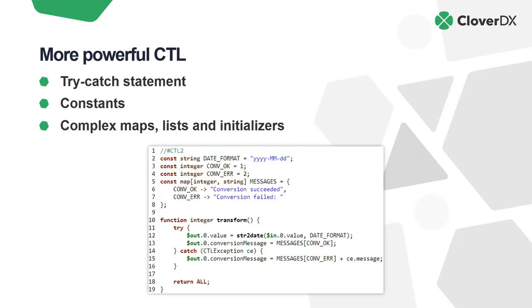And we've also improved complex maps and lists and their initializers. This is something that also helps you build your variant data structures and work with those. So all of these will help you much better manipulate complex data in Clover.